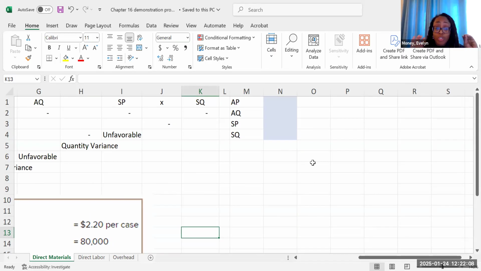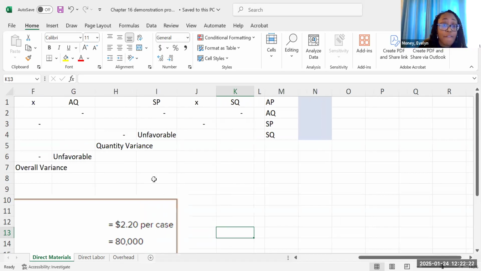So in this video, we'll do this demonstration problem and then we'll double back and look at the exercises for chapter 16 so that you can get more practice. But we look at this from the standpoint of materials, labor, and overhead. So let's look at materials first.